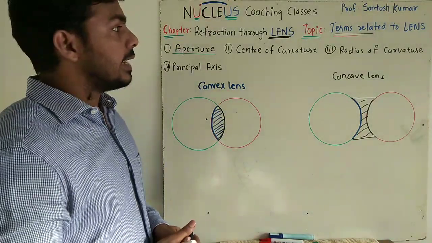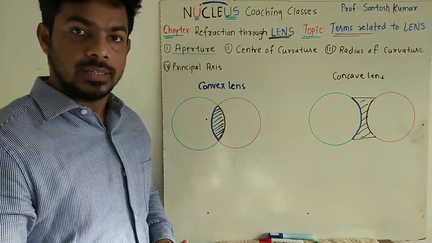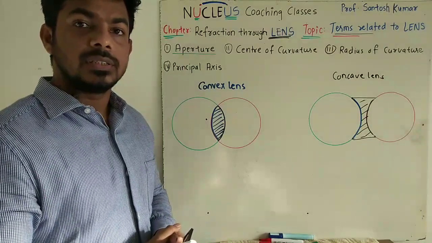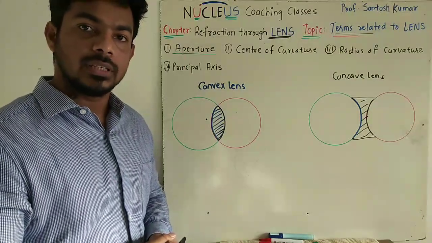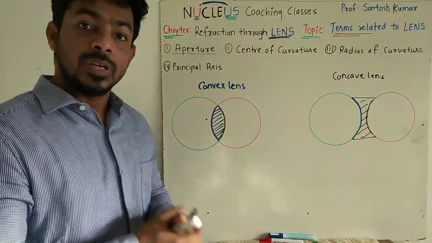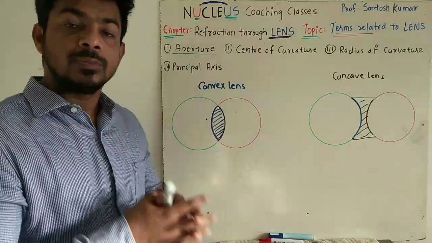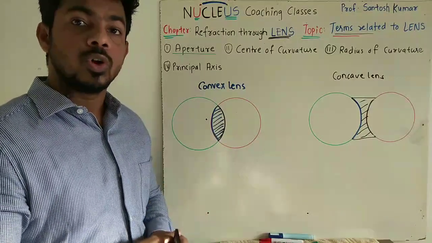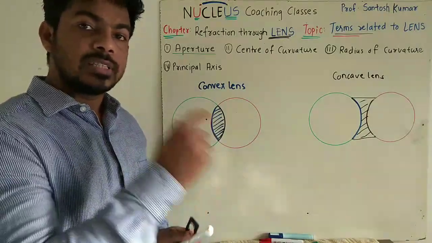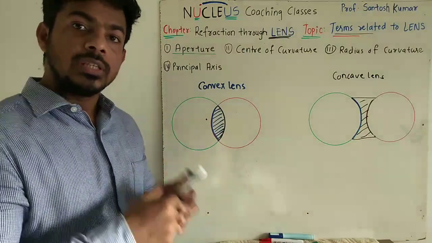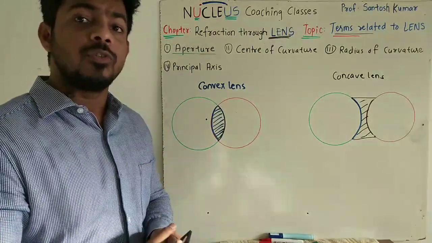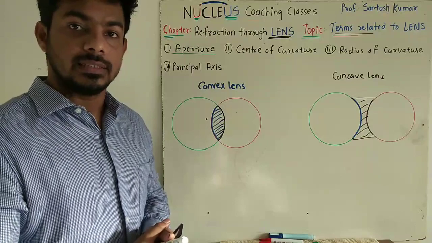Now we will learn the technical terms related to lens. The terms like aperture, center of curvature, radius of curvature, principal axis, principal focus, focal length and focal plane. These terms help us to understand the rules to draw the ray diagram for convex as well as concave lens, and using these rules we will form the images of an object kept in front of the lenses.